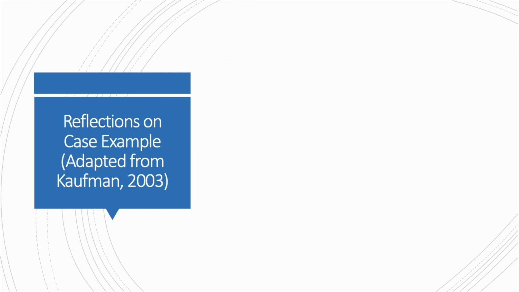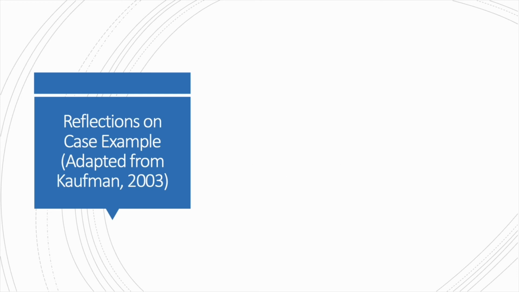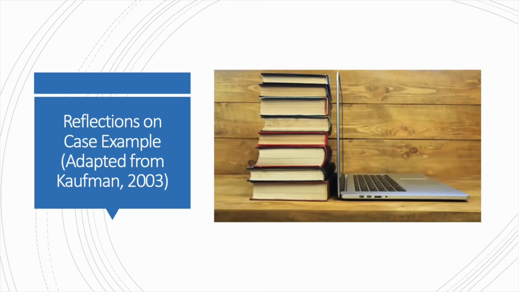Now let's look at Kaufman Principle 4, which states learners should be given the opportunity and support to use self-direction in their learning. In order to use this principle, at the conclusion of the session, you have the students identify a focus area related to their work and have them complete a small project before the end of the course.